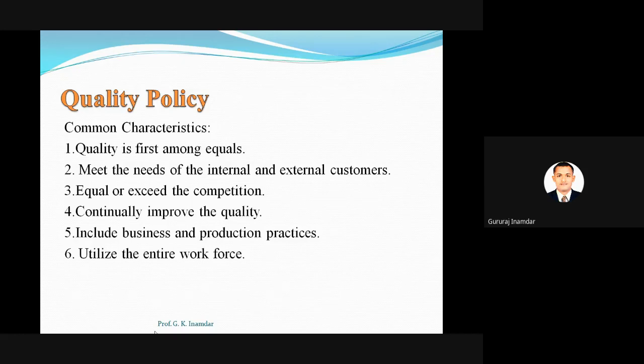Include business and production practices. Production practices should be included in the policy. So what are the business practices? You have to get different types of training from other industries or organizations. Suppose, for example, in the military sector there are trainings too. For example, motivational speakers are also required for the military services. So I have got one chance for the same.